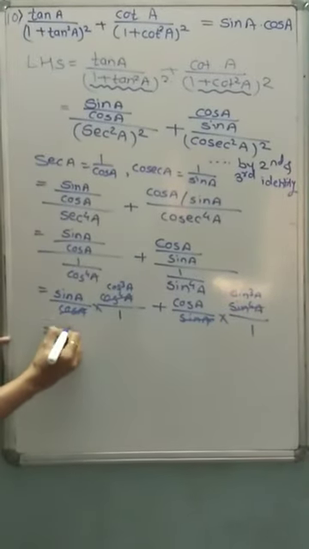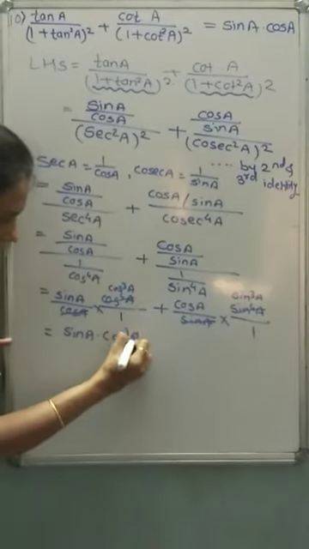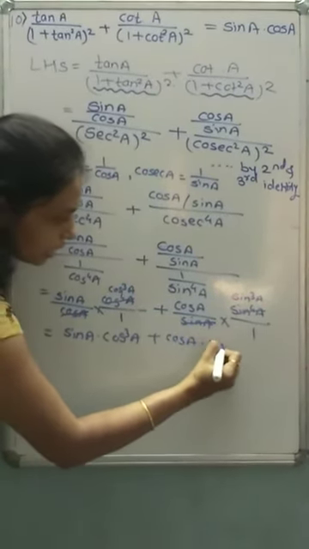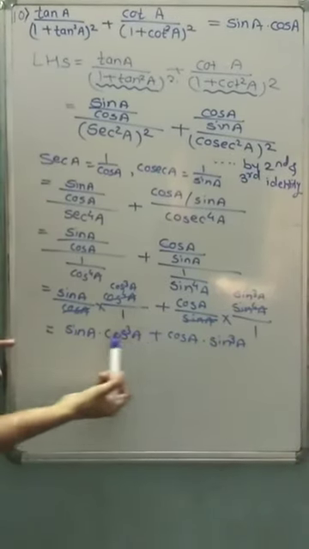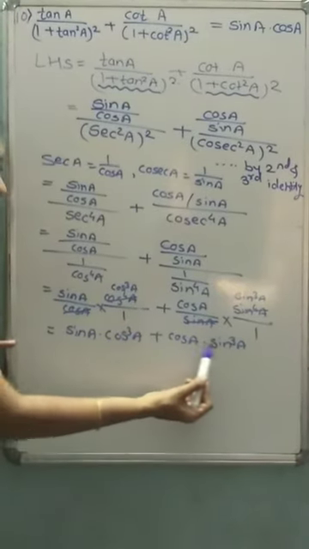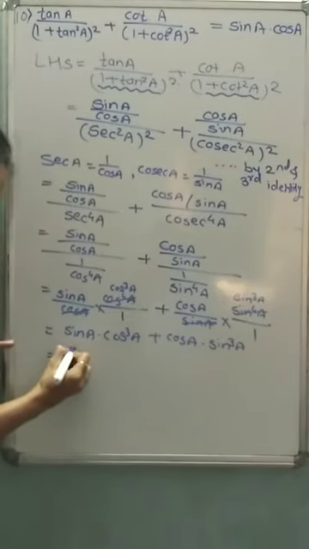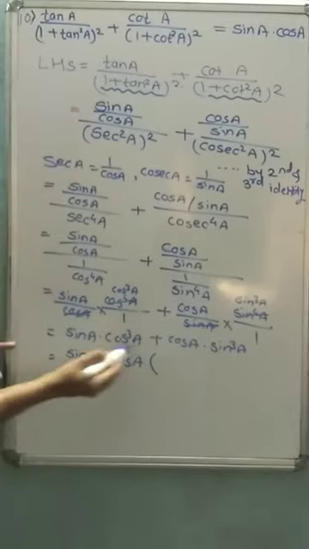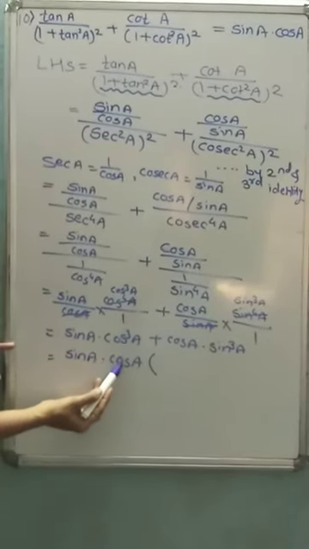So, what is remaining now? Sin a into cos cube a plus cos a into sin cube a. If you observe these two terms, what is common? Sin a cos a and here also cos a sin a. So from these two terms, take out the common as sin a into cos a. From this first term, already sin a is outside. From this cos cube a, 1 cos a is inside.